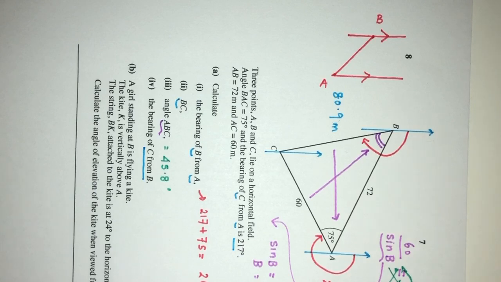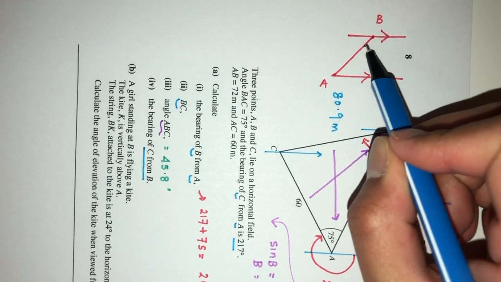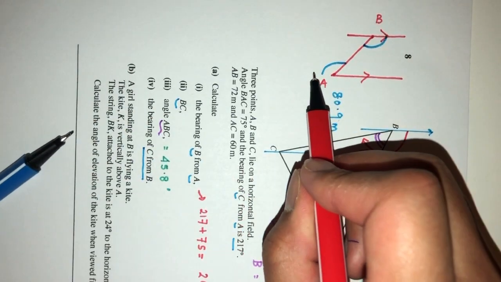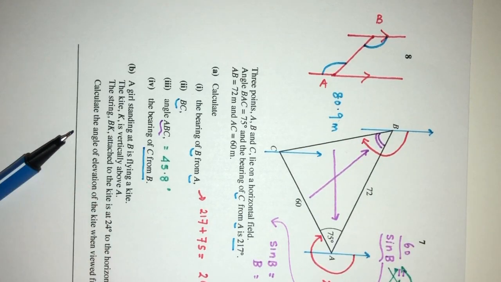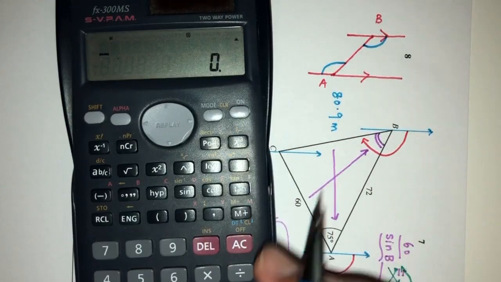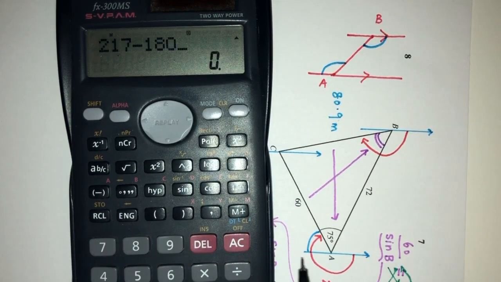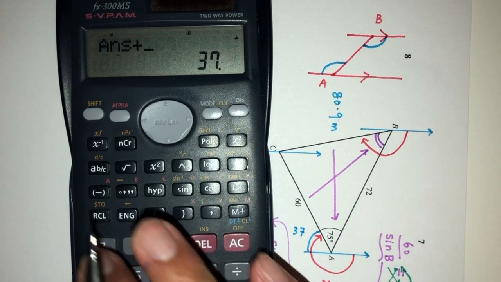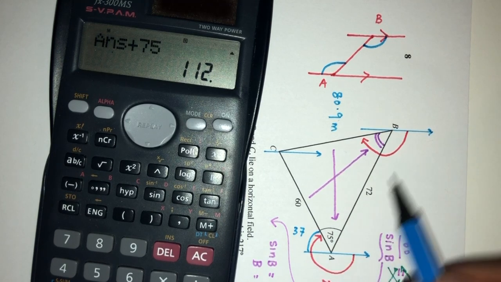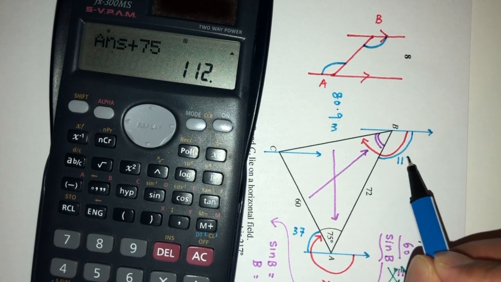Now we understand that this angle has to be the same as this angle, right? Because they are alternate angles. That makes sense, right? Now what is this angle here? If this is 217, this will be what? That will be 217 minus 180, because this is a straight line, this is 180, this will be extra, that will be 37. Now what is this whole thing? That will be plus 75, that will be 112. So this whole thing is 112, which means this thing here is also 112.